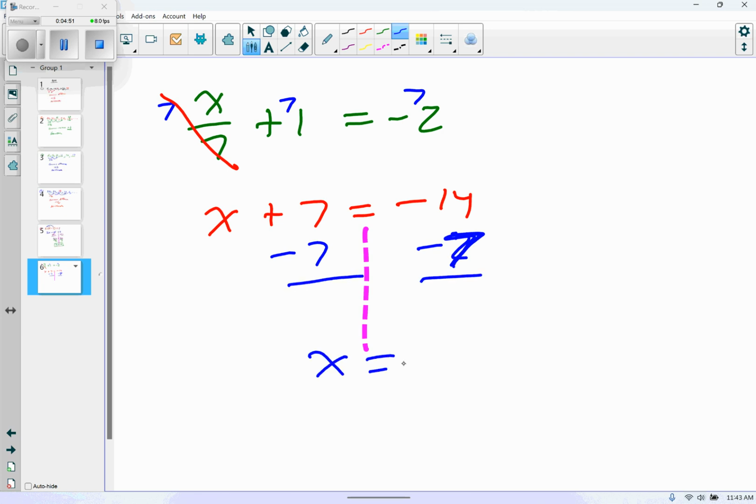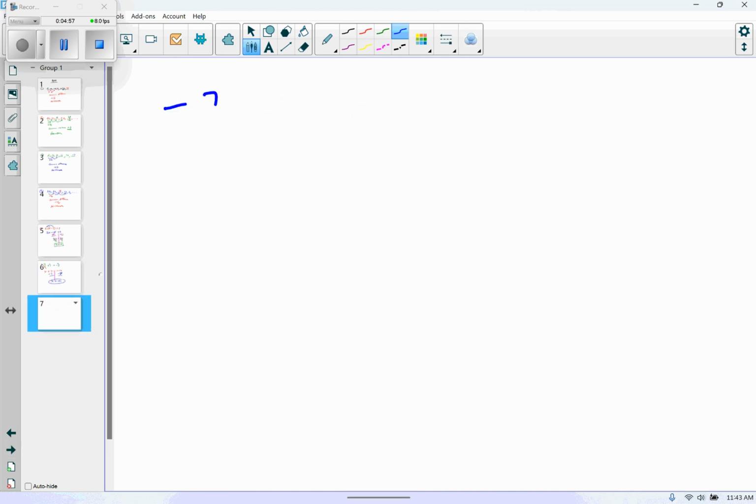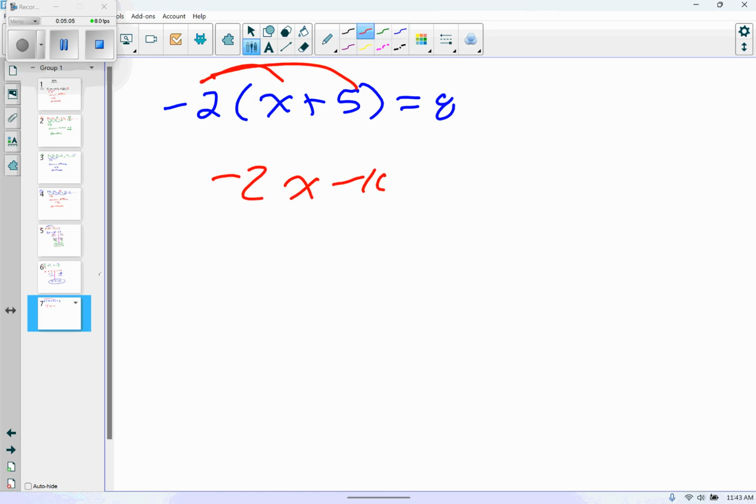I get x equals negative 21. There's our answer. The next problem is negative 2(x plus 5) equals 8. We're going to distribute the negative 2 over the parentheses, so I get negative 2x minus 10 equals 8. Why don't I distribute the negative 2 to the 8? It wasn't in the parentheses.